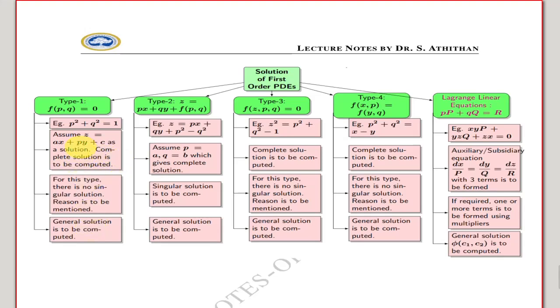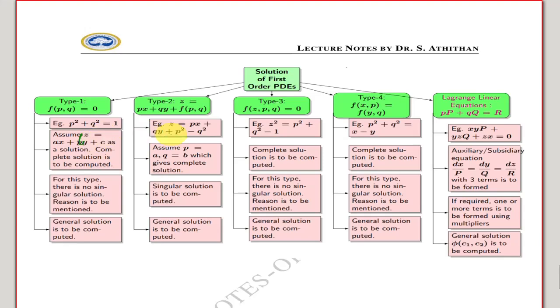So for this type, you can assume z equal to ax plus by plus c. Then you can eliminate the constants one by one. It is not px, sorry for the mistake, actually ax plus by. So there are three constants. You can eliminate them one by one, and so you will get the results. As per our discussion in the class, we can do that.